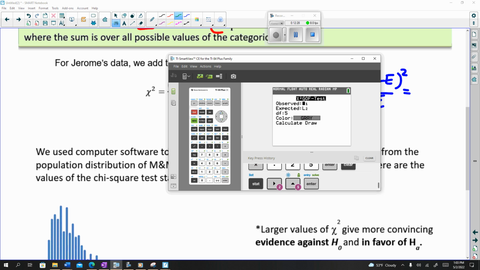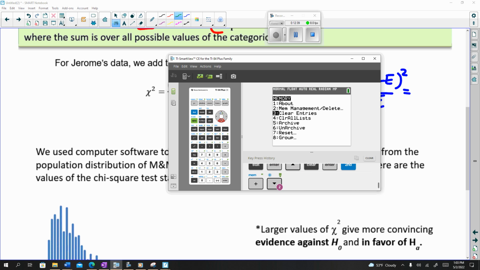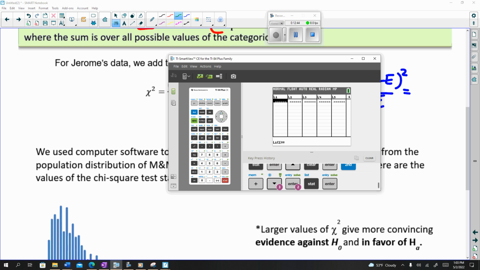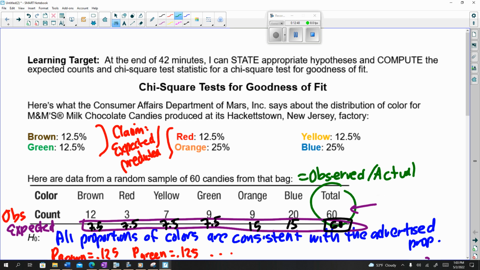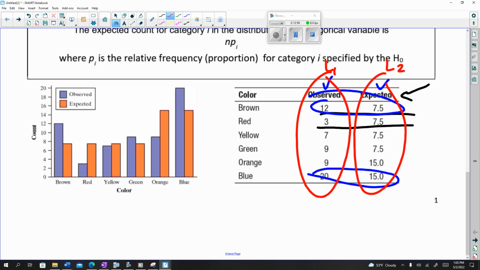So to do that, we got to go out of here and press stat edit, and I have data in L1. So I could hit up and hit clear enter, or if you want, you could press second plus and choose number four, clear your list. And then you press stat edit, and you're going to enter your observed counts in L1 and your expected counts in L2. So I'm going to look back at my table here, and I'm going to put my observed counts in L1, and I'm going to put my expected counts in L2.